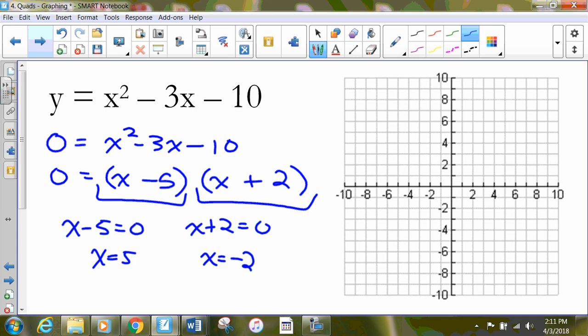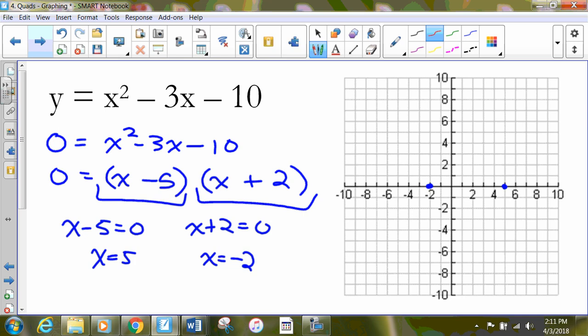Now remember, we just found the x-intercepts, so we know where they belong, right? They belong on the x-axis. So here we go. Let's find the 5, and let's find the -2, and let's see if we can find the middle of 5 and -2. So why are we going to find the middle? That's our next step. We found the x-intercepts, so now let's find the axis of symmetry, because quadratics are symmetrical.